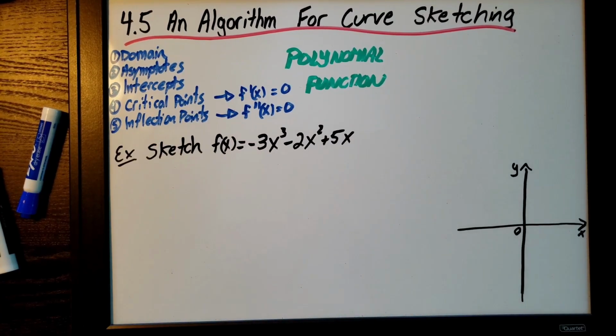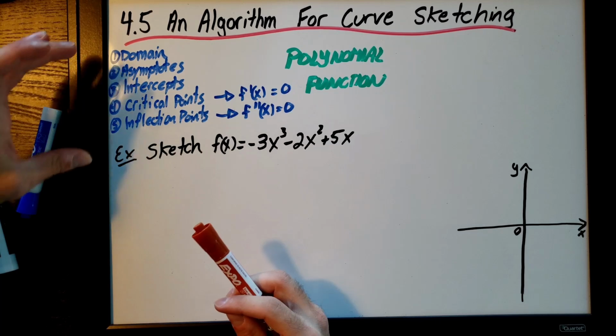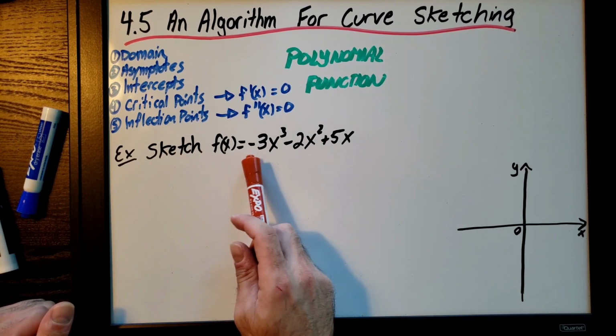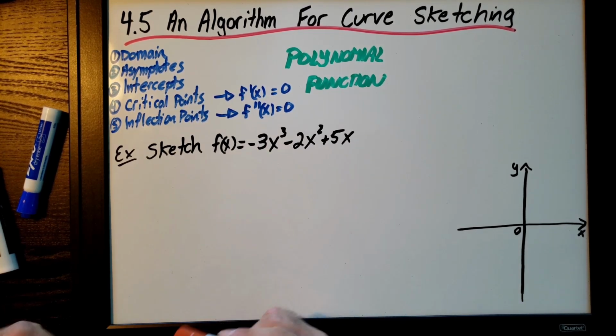Okay, so here we're going to start with a regular polynomial function. I've listed the 5 main points for the algorithm over here. And we want to sketch negative 3x cubed minus 2x squared plus 5x.